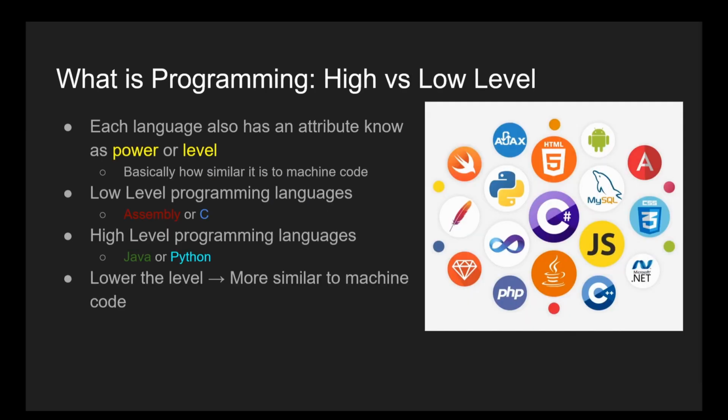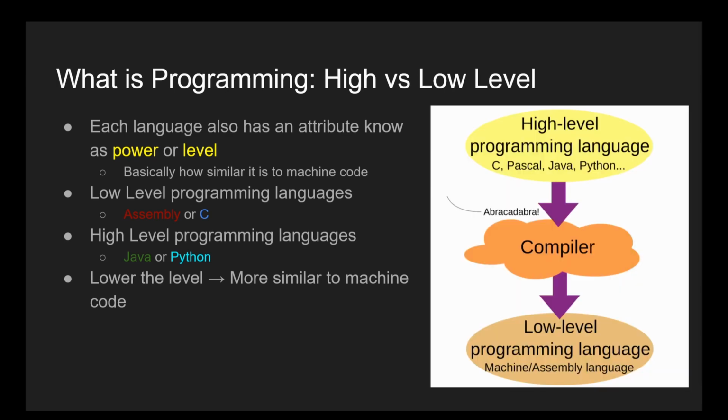For instance, JavaScript is a scripting language that is designed for smaller tasks, while Java or Python can carry out much more computationally taxing processes. We measure a programming language's power or level by how similar it is to machine code, the series of zeros and ones we talked about earlier.